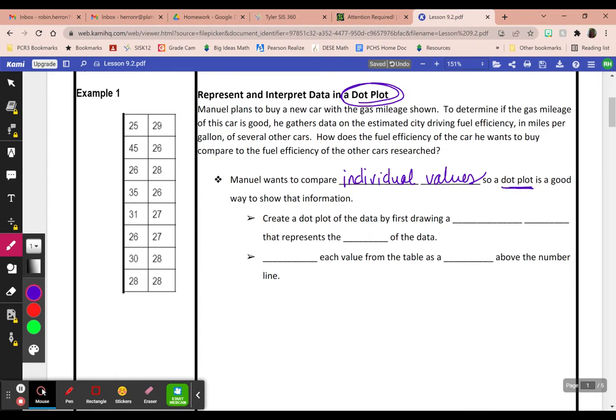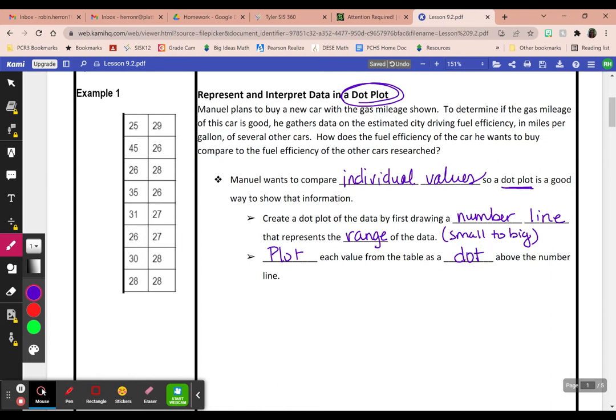Create a dot plot of the data by first drawing a number line. Okay, a number line that includes all of the data and represents the range of the data. So from the biggest to the smallest, right? So maybe from here, big. I'm sorry, I shouldn't have put that. I should put small to big because that's the side it's going to be on. I'm sorry about that. So small to big, right? It's like the smallest number to the biggest number. Then we're going to plot each value from the table as a dot above that number on the number line.